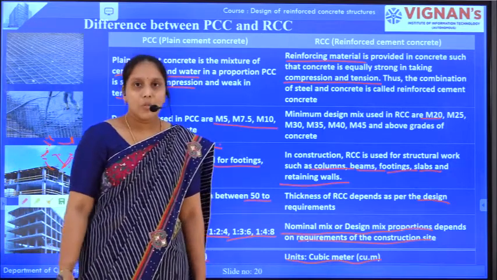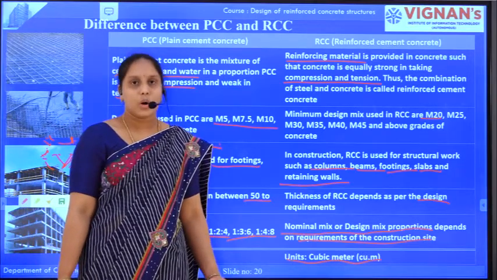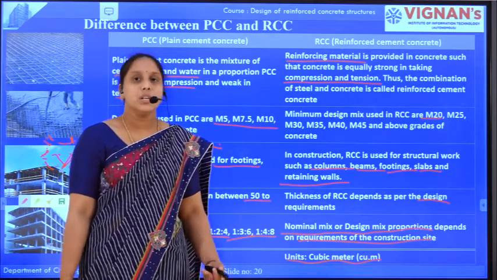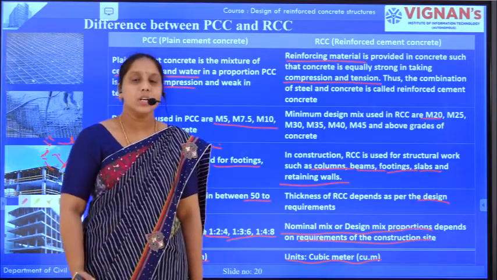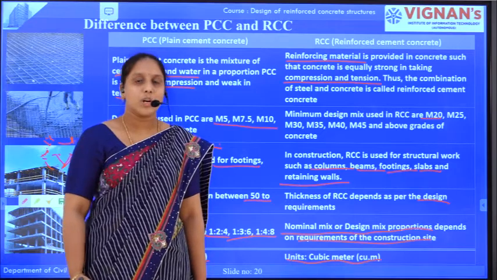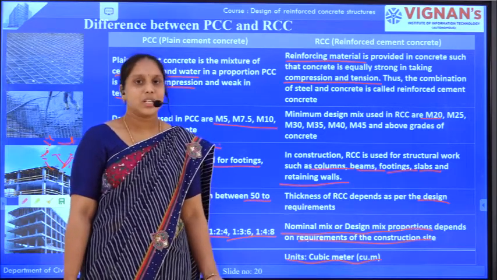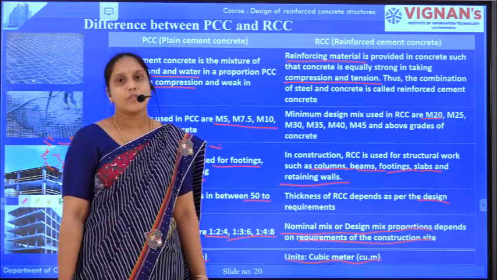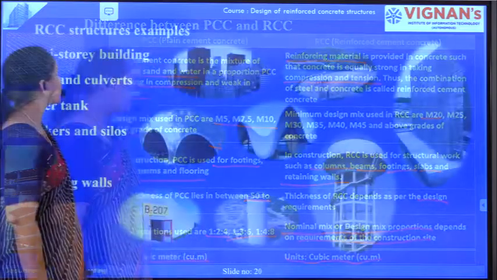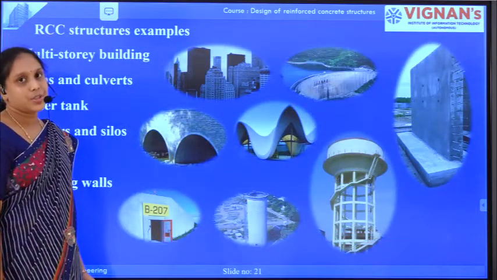Till now, right from the starting, we have seen what is meant by structure and what the different structural elements are. We have seen the materials mostly used in construction, and what is meant by RCC, and now the advantages and disadvantages of RCC. Now we'll see the applications of RCC. So, where can you see RCC structures?